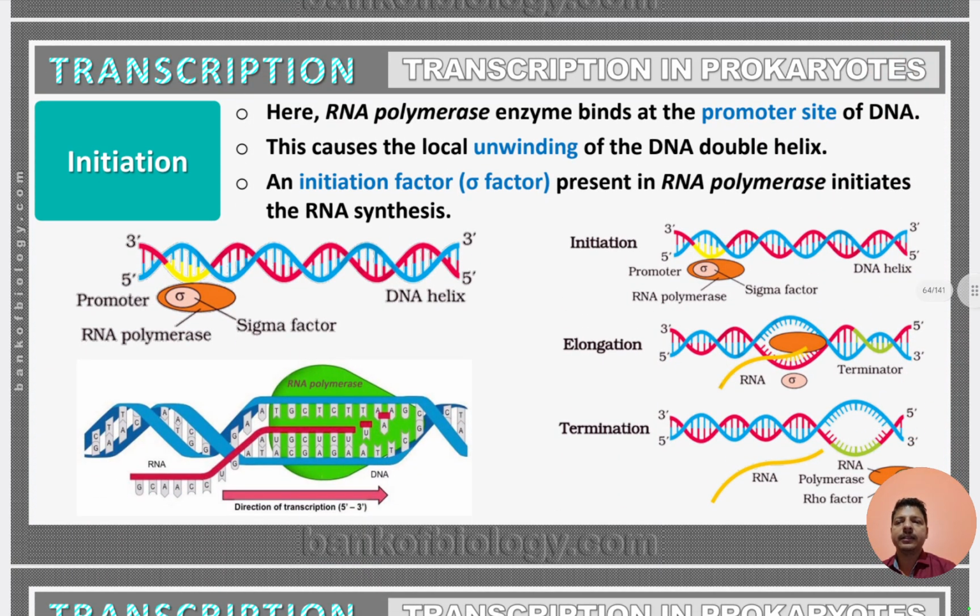First of all, initiation. Here the RNA polymerase enzyme binds at the promoter site of DNA. This causes the local unwinding of the DNA double helix. An initiation factor or sigma factor present in RNA polymerase initiates the RNA synthesis. Sigma factor is present, initiation occurs.